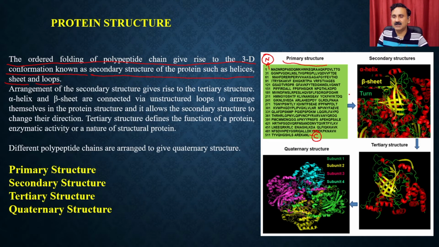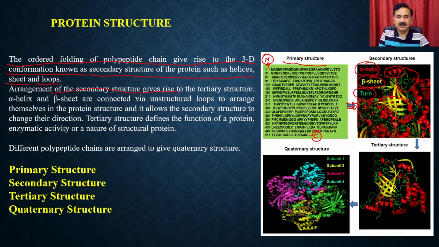When this primary structure gets folded, it gives you the secondary structures, where you have the alpha helices. These are the alpha helices. Then we have the beta sheets. You can see the beta sheets, and then it also has the turns. These are the turns that you see here.